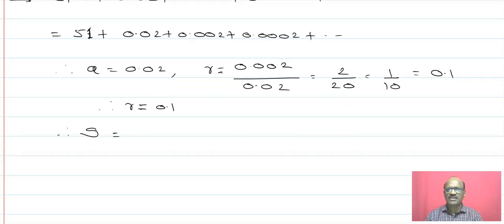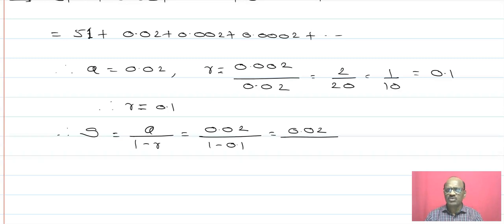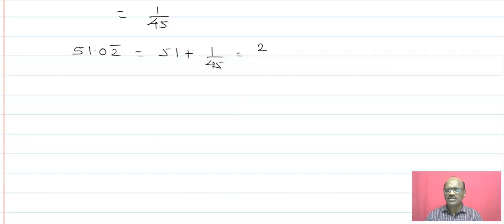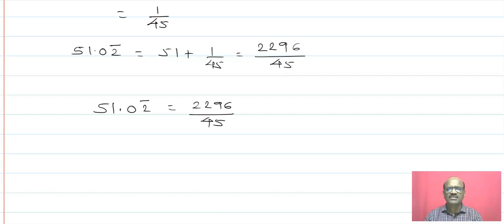Therefore the sum to infinite terms is finite, which is s is equal to a upon 1 minus r, that is 0.02 upon 1 minus 0.1, which is 0.02 upon 0.9, which is nothing but 2 upon 90, that is nothing but 1 upon 45. And that's why 51 plus 1 upon 45, we can calculate the value, that is 2296 upon 45.